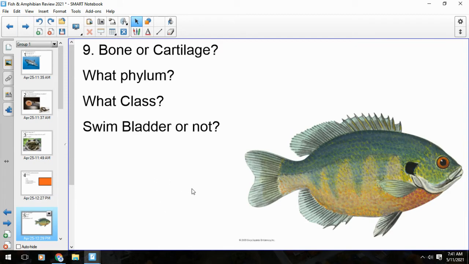Number nine, are we bone or cartilage for our fish here? So this would be a bony fish, bluegill. So bone, what phylum? Chordata. What class? Osteichthyes. And do we have a swim bladder or not? Yes, we do. So all bony fish would have the swim bladder, which would allow them to kind of hover in the water.